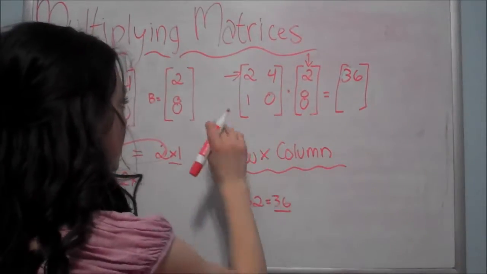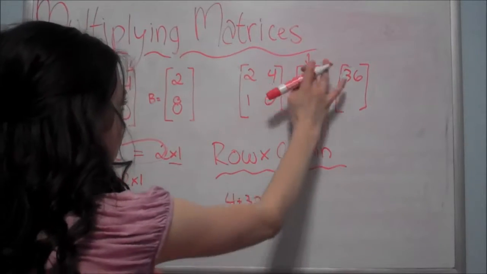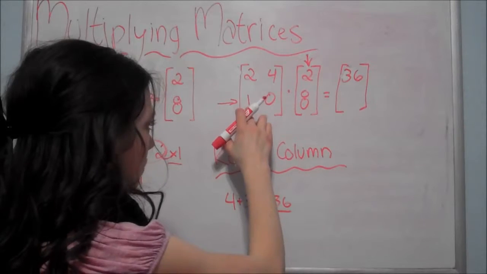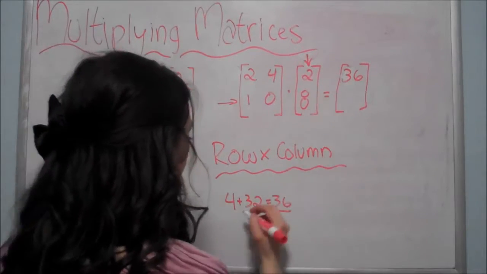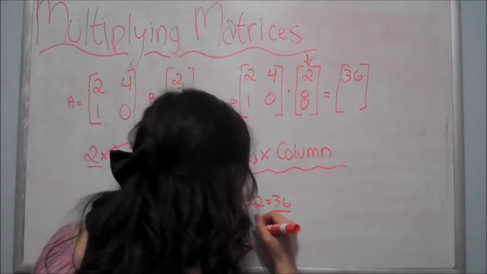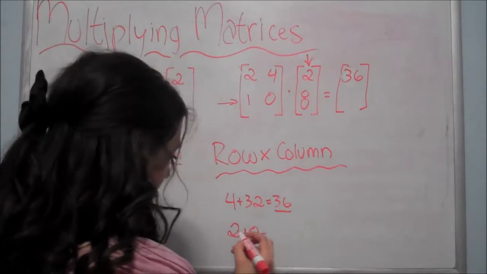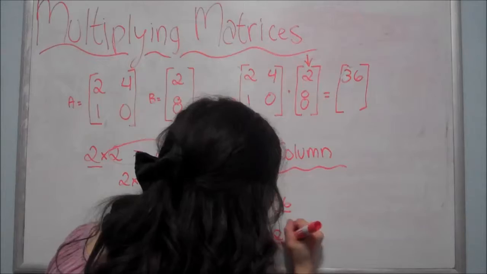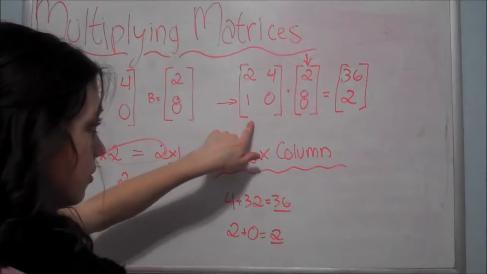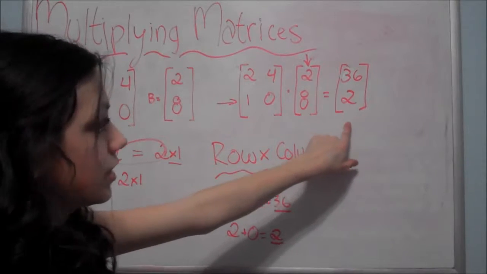Okay, and then we're going to do the same thing, but with the second column. So it's going to be 1 times 2 is 2, plus 0 times 8, which is 0. So 0 plus 2 equals 2. So underneath that is going to be a 2. And there's your answer. So the matrix AB equals 36, 2.